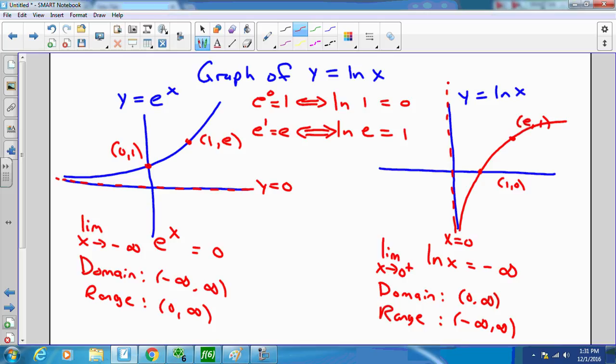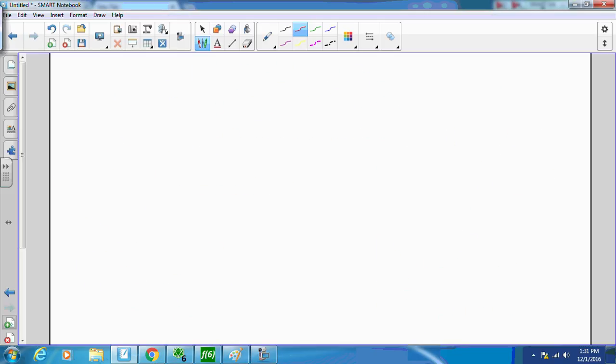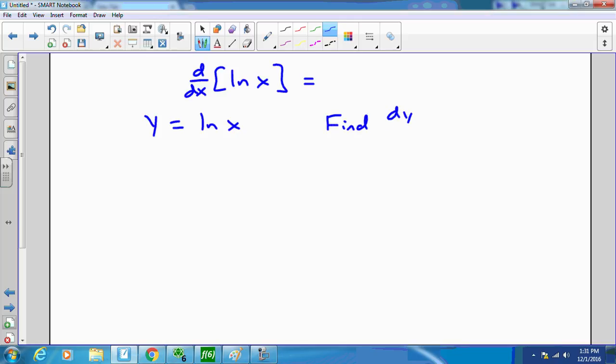So that's the graphs. Then we took a look at the derivative of y equals ln x, and this is one of the most famous derivative rules. To get that derivative, I appealed to the same process that we did with the inverse trig functions. First we undo the inverse, then we differentiate, then we rewrite in terms of x. So to undo my inverse, I begin with y equals ln x, seeking dy/dx.